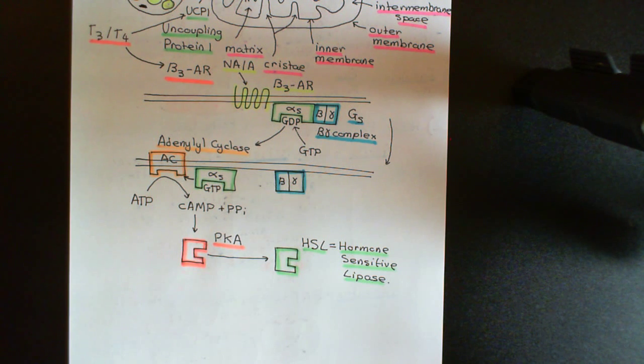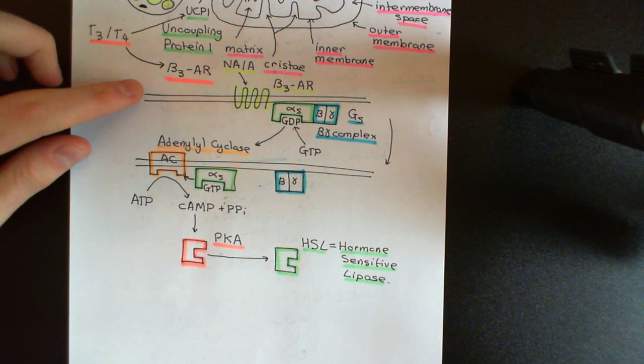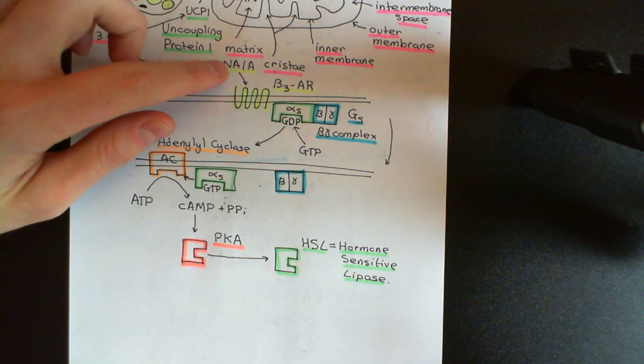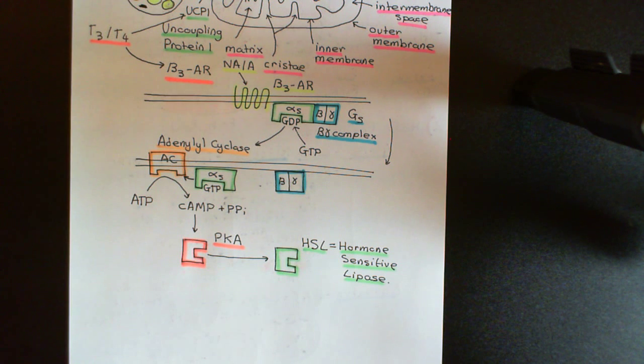So T3 and T4, they are involved in making sure that there's a high expression of the uncoupling protein 1, and they're involved in making sure there's a high concentration of these beta-3 adrenoreceptors on the surface of the brown adipocytes, but it's noradrenaline and adrenaline that actually stimulate the breakdown of triacylglycerols into free fatty acids so that the metabolic processes can actually be upregulated. So adrenaline and noradrenaline are the ones that actually stimulate the brown adipocytes to generate heat.